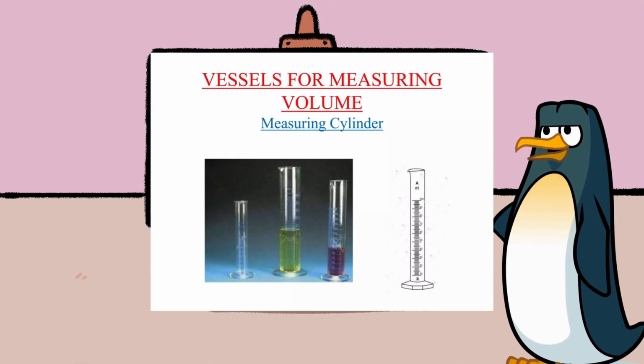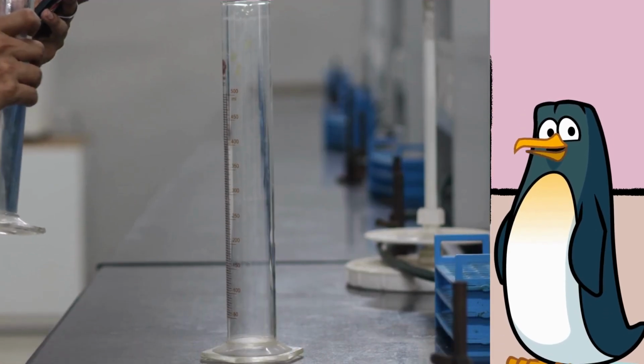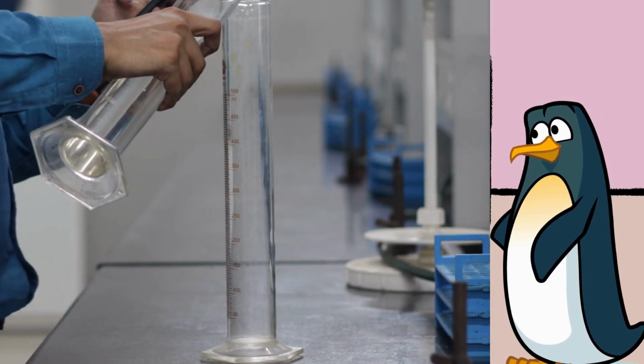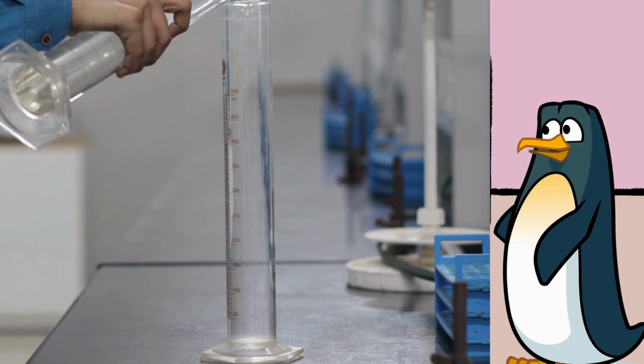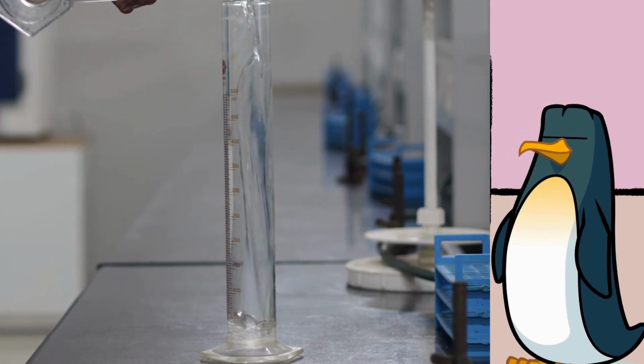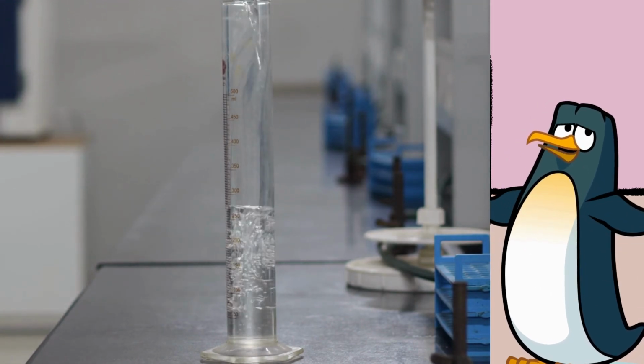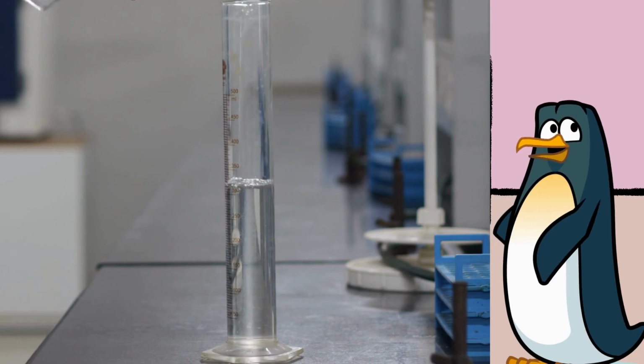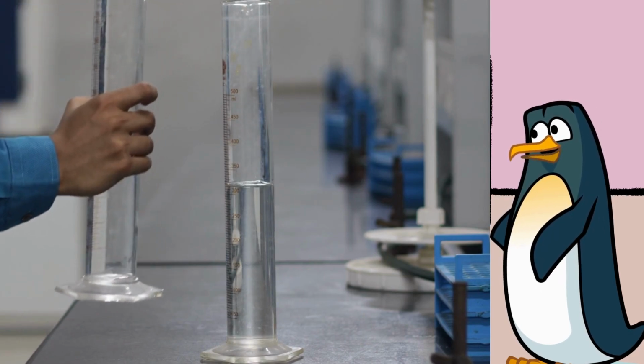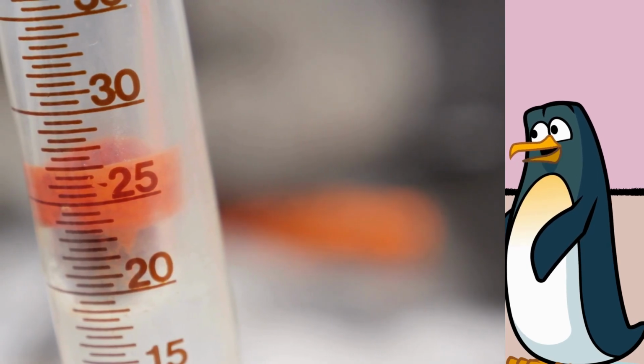Measuring cylinder. 1. It is made up of glass or plastic and is graduated in milliliter, ml, with 0 mark at the bottom. 2. The graduations are increasing upwards. 3. We have measuring cylinders available of different capacities, such as 50 milliliters, 100 milliliters, 200 milliliters, 500 milliliters, etc., and 4. The capacity of measuring cylinder is marked on it.